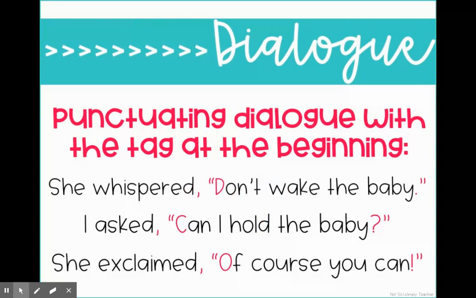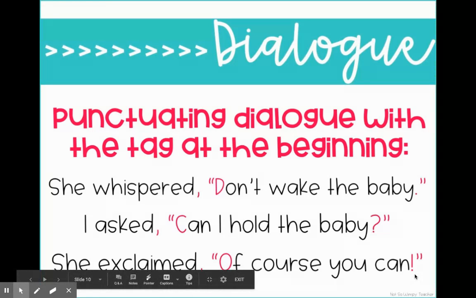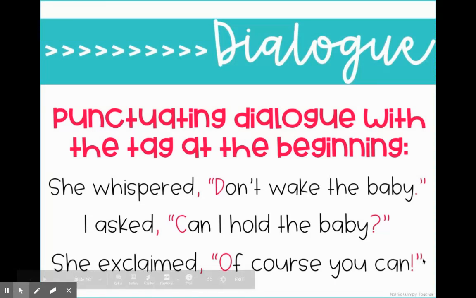Now, for punctuating dialogue with the tag at the beginning of the sentence, we always want to add a comma after the tag, and then we add a quotation mark and we capitalize the first letter within the quotation mark because it's like its own sentence. And then we add the correct punctuation depending on what type of sentence it is. If it is a statement, we're going to add a period. If it's a question, we'll add a question mark. And if it's an exclamation, we'll add an exclamation mark.